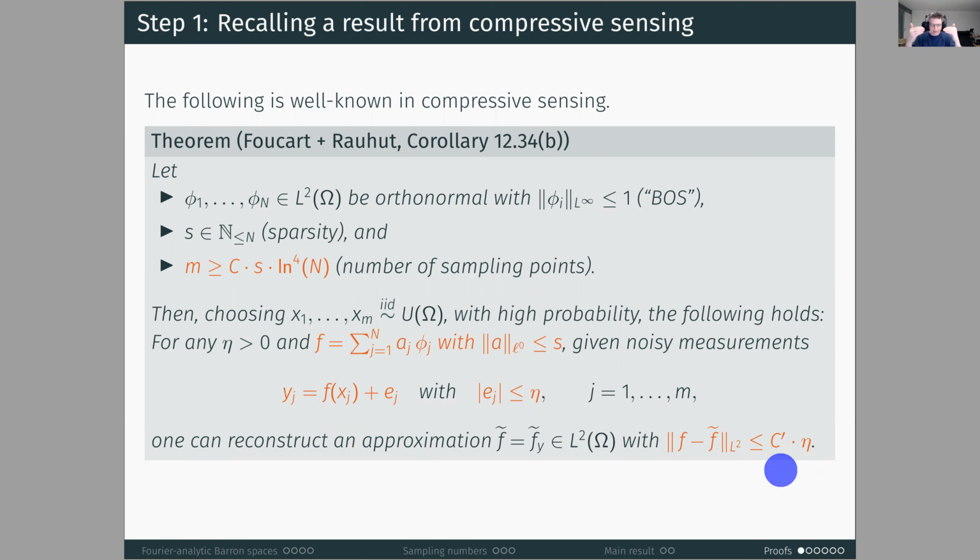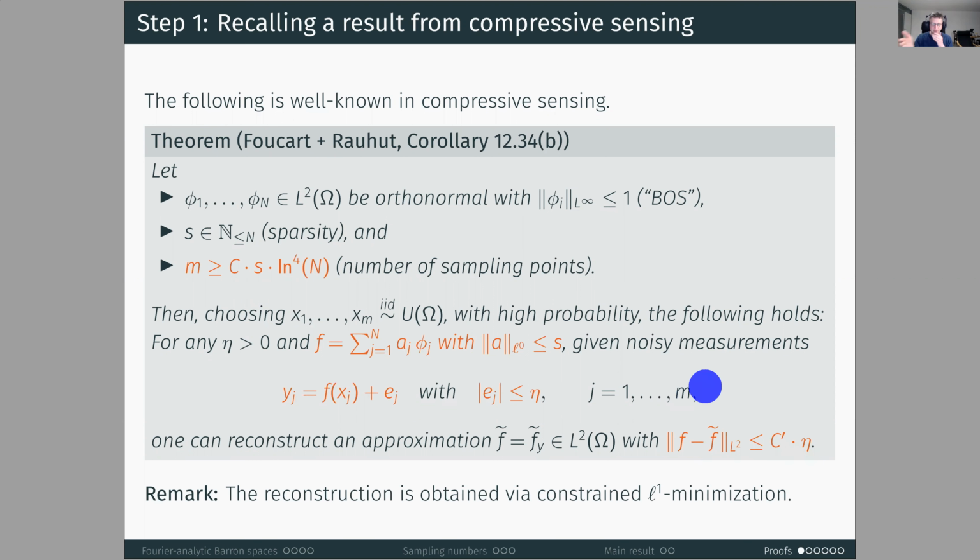So if you just have, up to this log factor, as many noisy samples of your sparse linear combination of the bounded orthonormal system, you can reconstruct it with L2 error on the order of the noise level.